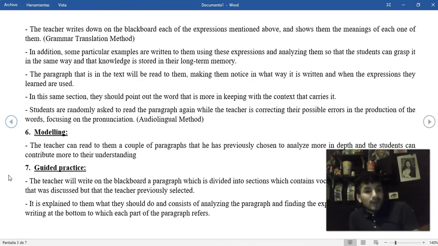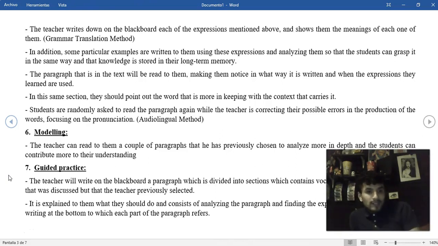Next we have the guided practice, where you're going to work in this way. The teacher will write on the blackboard a paragraph which is divided into sections, which contains vocabulary, words, and the topic that was discussed, but what the teacher previously selected. I'm going to analyze a paragraph that contains words that we are going to analyze here in this class, not other topics.